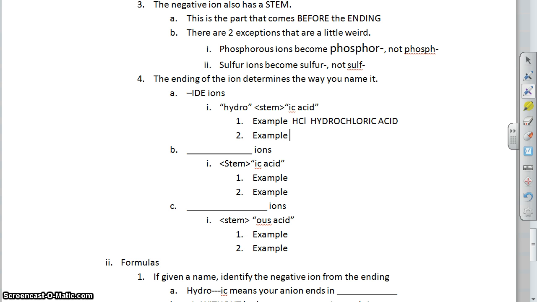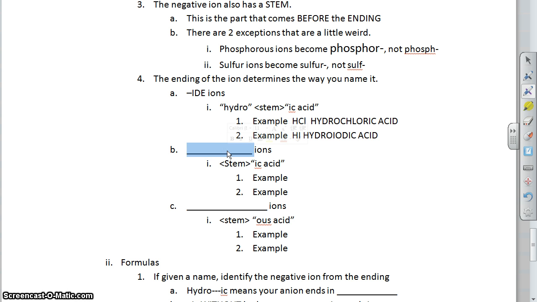If we do another one, let's do HI. Again, it starts with H, so the hydrogen makes it an acid. The ion is iodide, so we have the IDE ending. We start out with hydro because it's an ide ion, and then we put iodide. Now we cross off those last three letters, the ide: hydro, iod, and then ic acid, and we're done. And that's how you do ide ions.